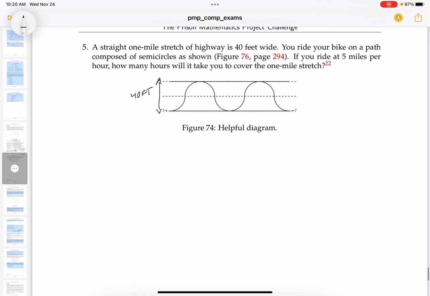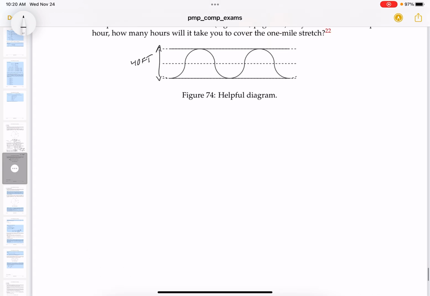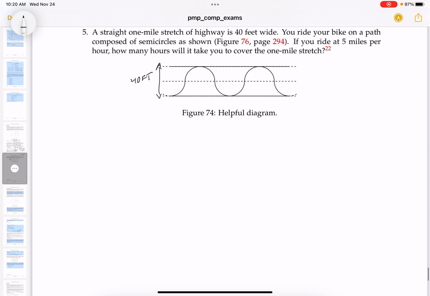All right. So the first thing I do is I want to make sure that there's a footnote over there. And they tell me the mile is 5,280 feet. So the linear distance here, the distance he has to go is 5,280 feet. That's the total distance. Now his rate, his speed that he's traveling, the rate is 5 miles per hour.